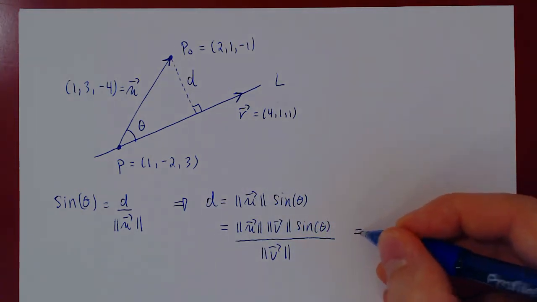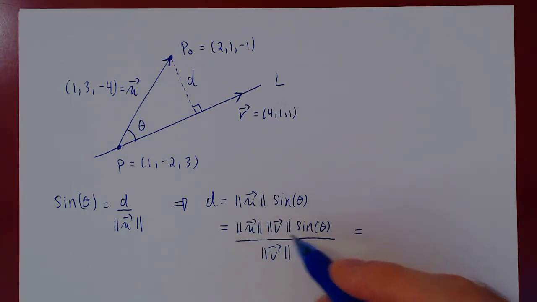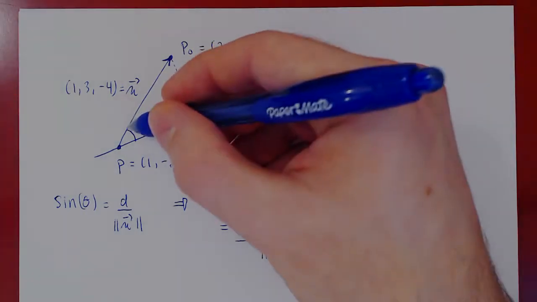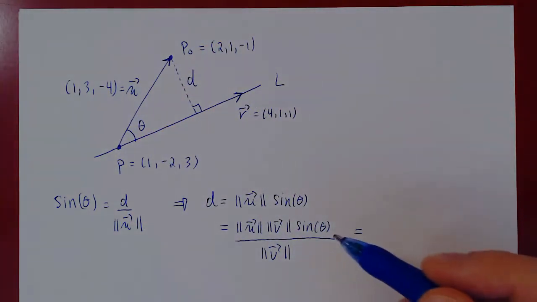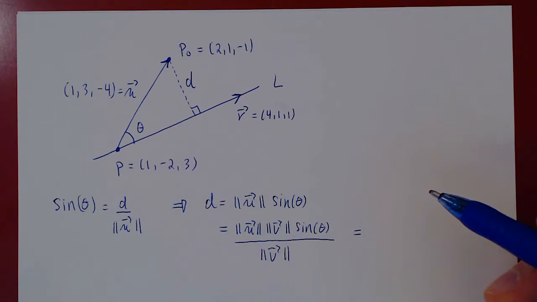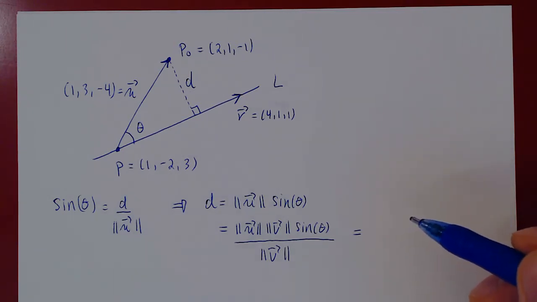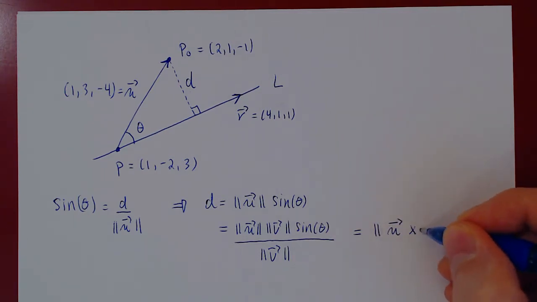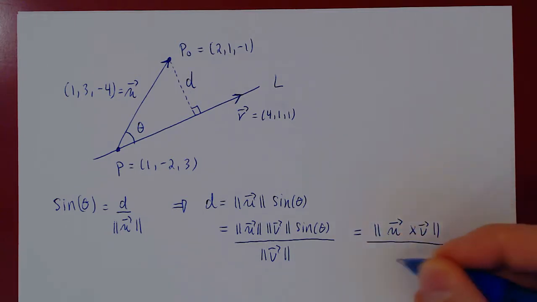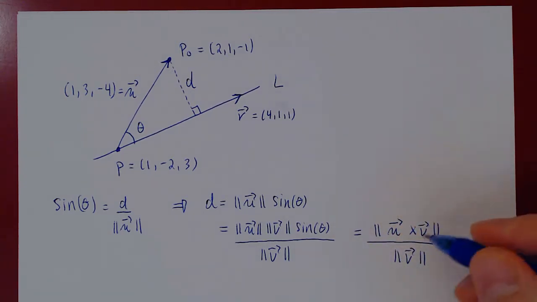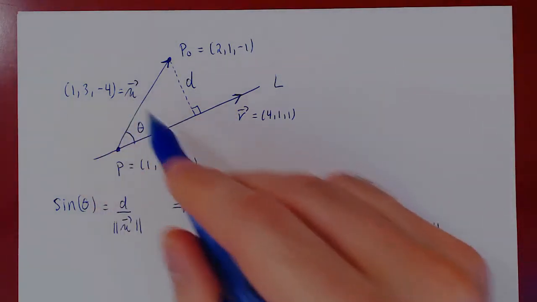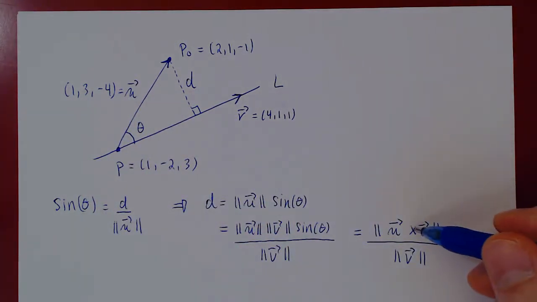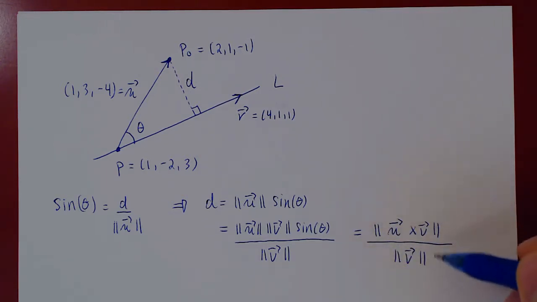And here is where it's interesting. Norm of v sine of theta, but theta is the angle between u and v. And if you remember, the norm of u times the norm of v times the sine of the angle between u and v is just the norm of the cross product between u and v. And now we're good to go because we know vector u, we know vector v, find the cross product, and the norm of u cross v over norm of v is our distance. And hopefully we'll get root of 102 over 2 as in the first solution.